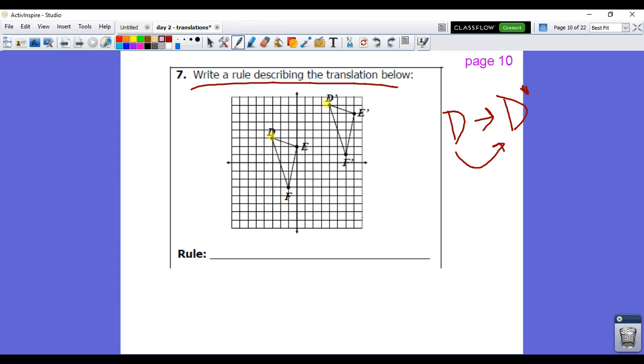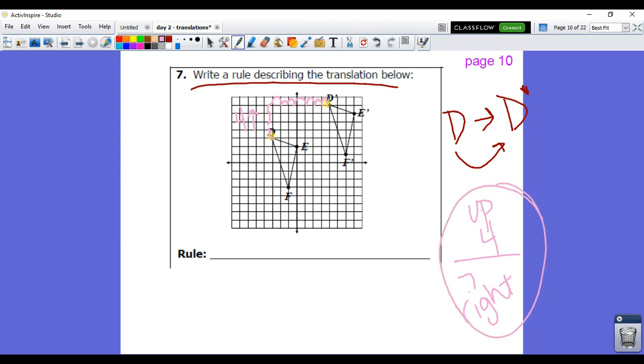So I'm going to start with up. You can start with left to right. It does not matter. So we go 1, 2, 3, 4. I'm moving 4 units up. So up 4. And then I'm moving 1, 2, 3, 4, 5, 6, 7 units to the right. So this right here is going to be my rule.